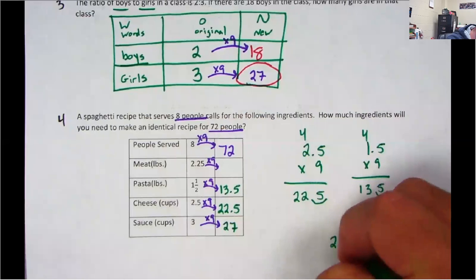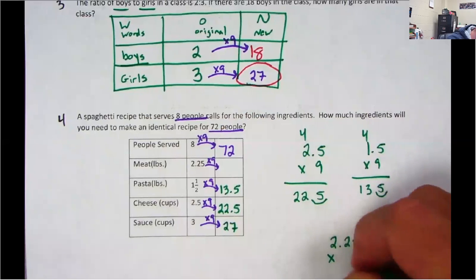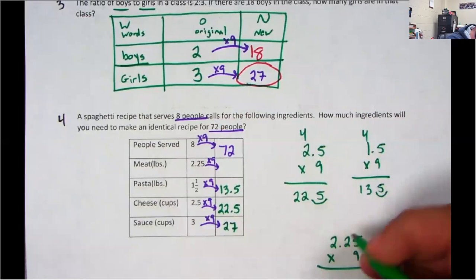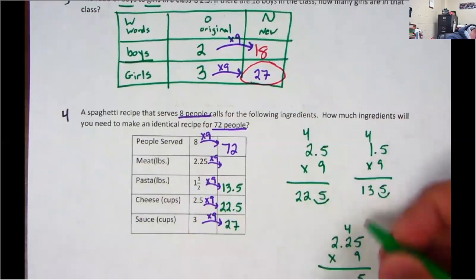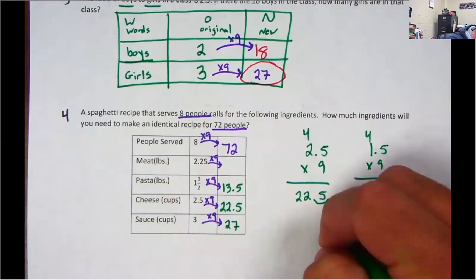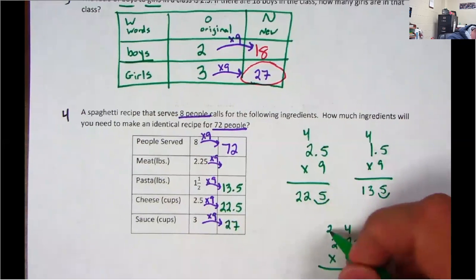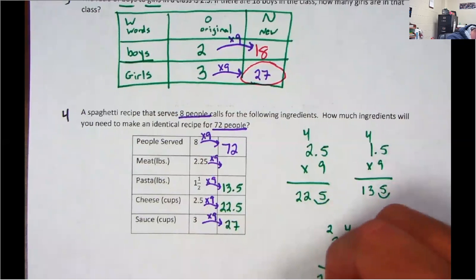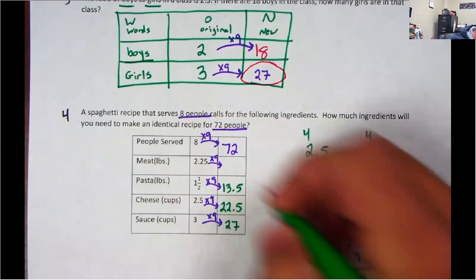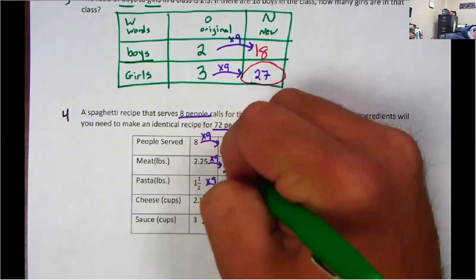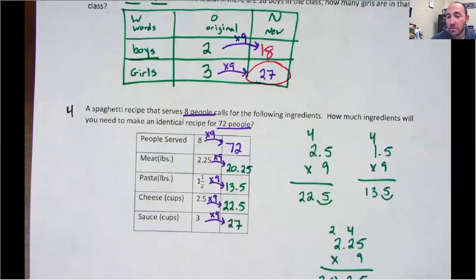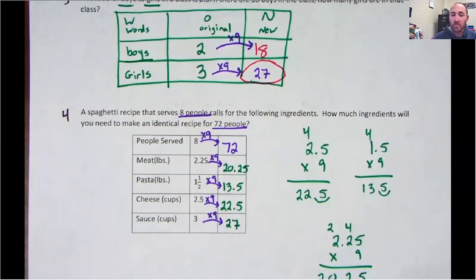And then finally, 2.25 times 9. 9 times 5 is 45. Carry the 4. 9 times 2 is 18, plus 4 is 22. 9 times 2 is 18, plus 2 is 20. Move the decimal back 2 times. 20.25. So there it is, guys. That's how you do that.